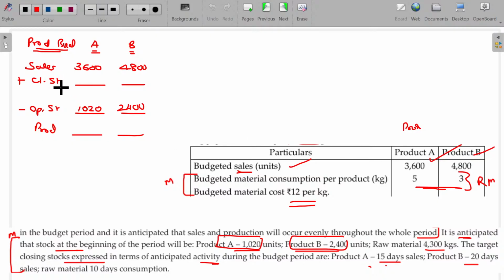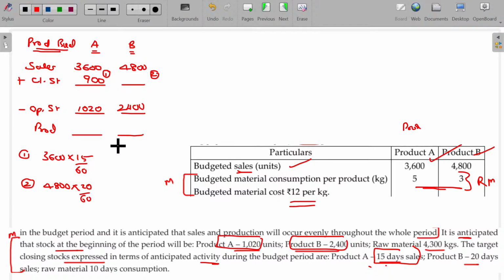Now closing stock should be for A, 15 days sales. 3600 is for 60 days sales, for 15 days sales, into 15 by 60. Come on, 900 units here. And for B, 20 days sales. So 4,800 is the sales for 60 days. For 20 days, come on, tell me. 1,600.